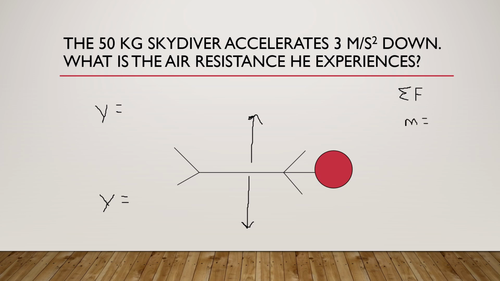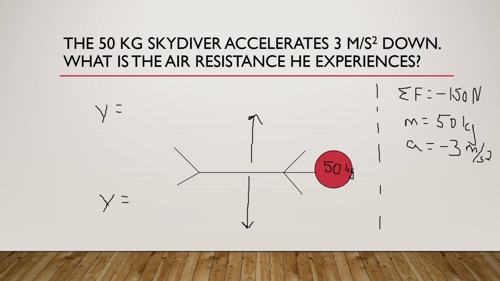Okay, let's see what we can do. First things first, I'm putting the mass in the head. 50 kilograms goes right there. Okay, so that means 50 here. Okay, acceleration is 3 down, or negative 3. Which means that the net force is negative 150. So when I add the two individual y vectors, it has to equal negative 150.